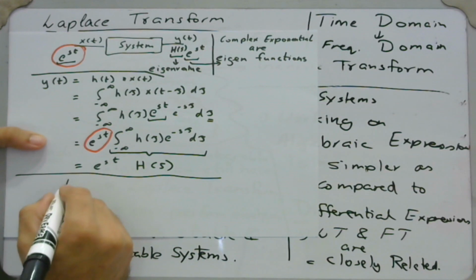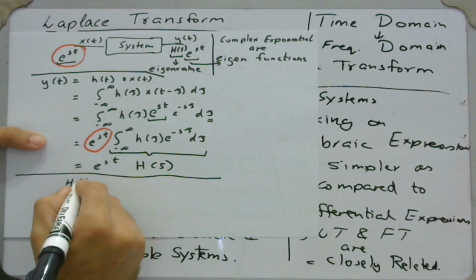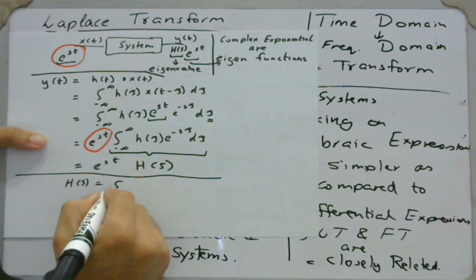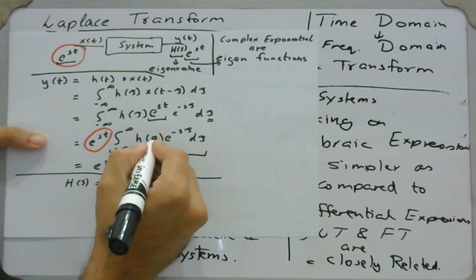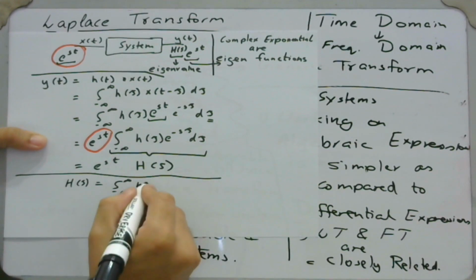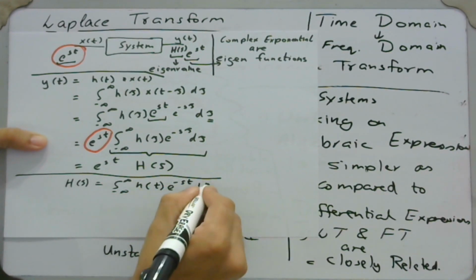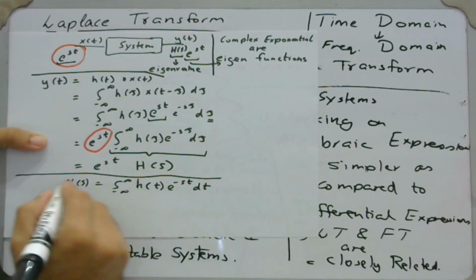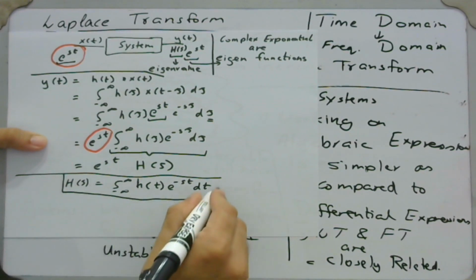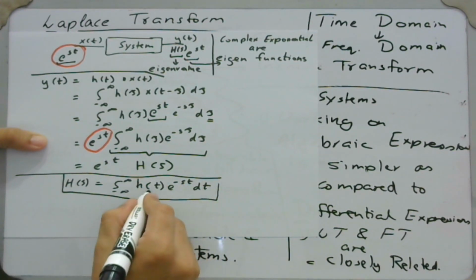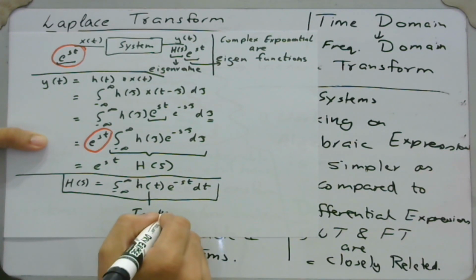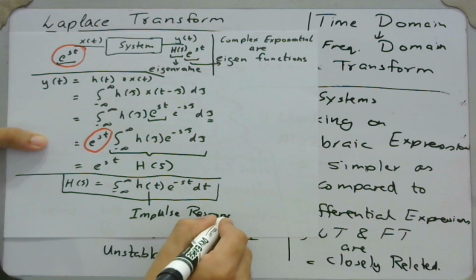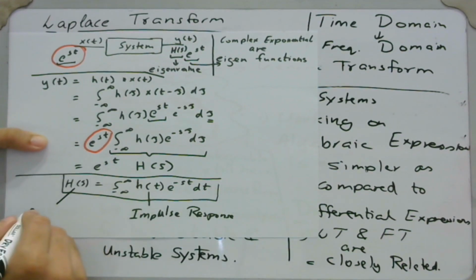So we know that H(s) from here is simply the integral of h(tau) e^{-s tau} d tau. So let us change the variable from tau to t. This expression relates the impulse response h(t) to the system function or transfer function.